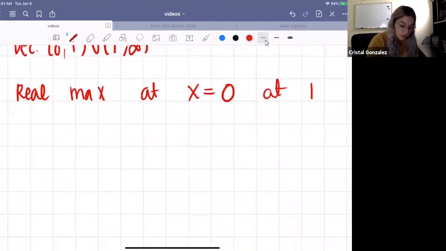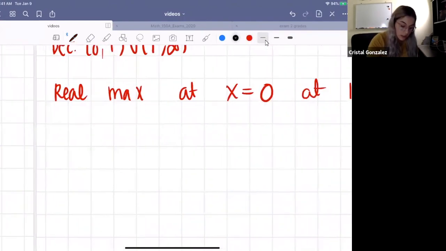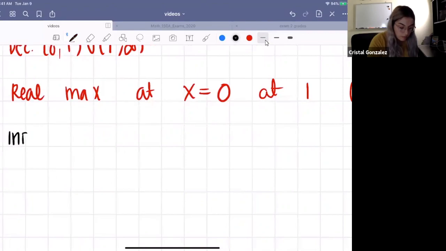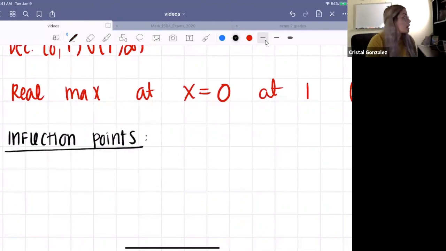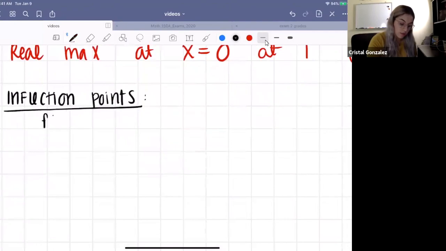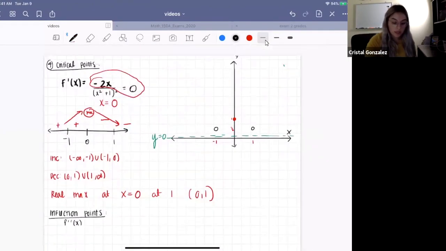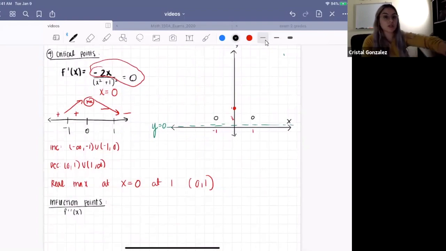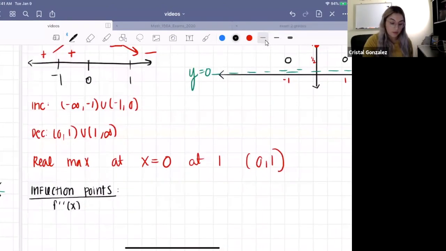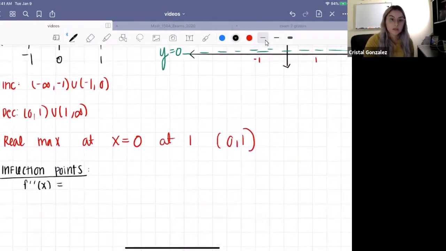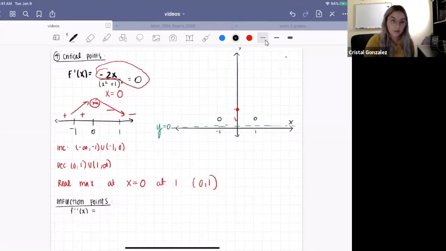And now the next thing we want to know is about our inflection points. And for our inflection points, we actually just want to take the second derivative of our function, the derivative of f prime of x. So go ahead and take the second derivative of that. And it's a little bit more complicated because the first derivative is a rational function. And so that means that we have to do quotient rule all over again. But it's okay, it's not that bad. So go ahead and pause the video and try it for yourself.